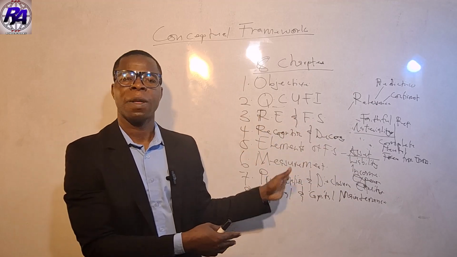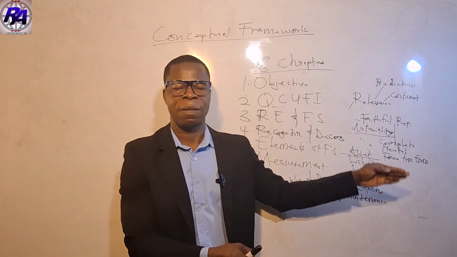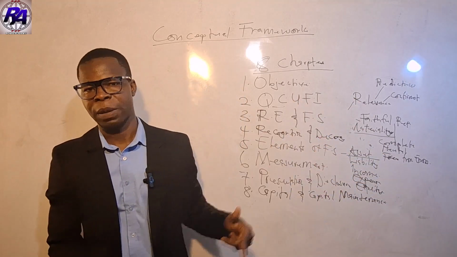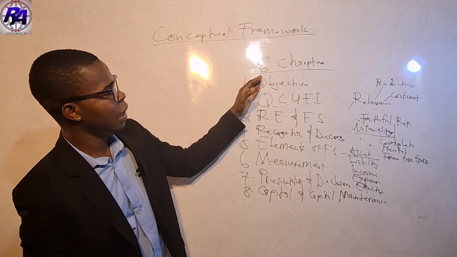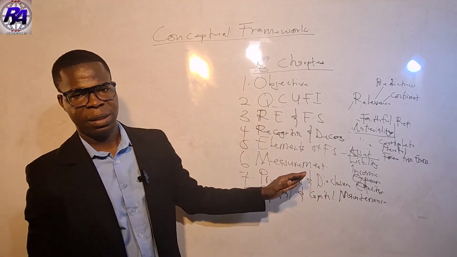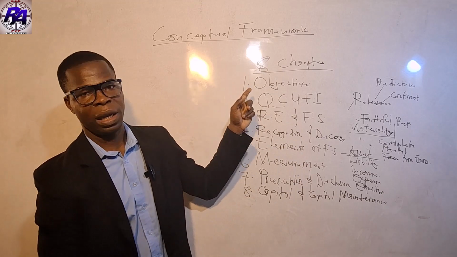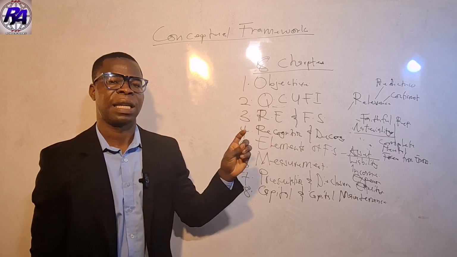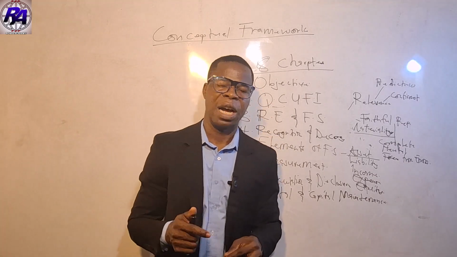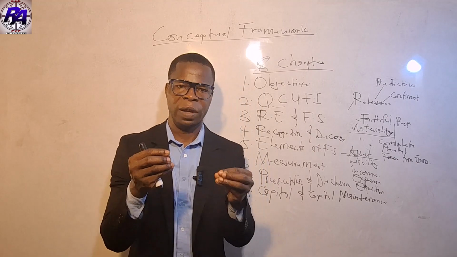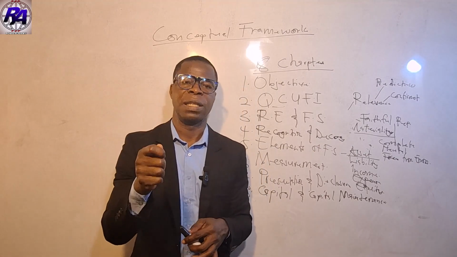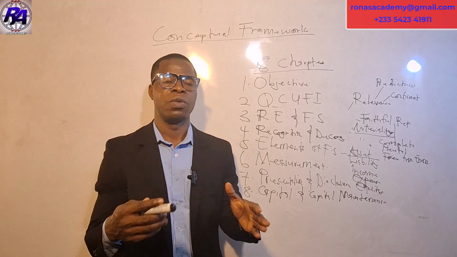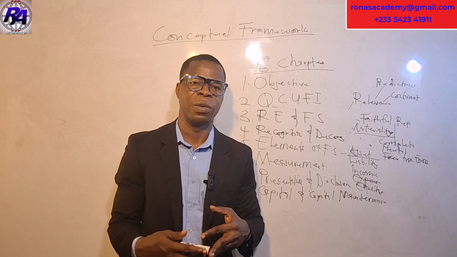So the concept of capital brought about capital maintenance, which is financial capital maintenance and physical capital maintenance. So these are basically the chapters of the conceptual framework. 8 chapters explain the conceptual framework. Please, as an accountant, as an accounting student, you have to have the conceptual framework at your fingertips because it helps you in preparing and presenting a financial statement adequately and providing the best information to end users.